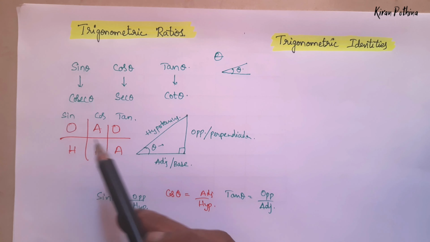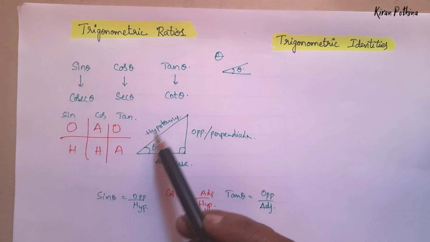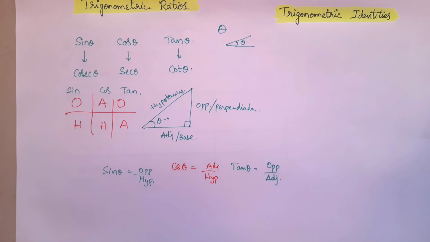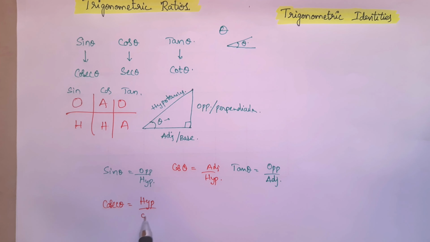Now why I call cosecant, secant and cot theta siblings is because these are just opposite to these. How opposite are they? Like cosecant theta will be hypotenuse by opposite.